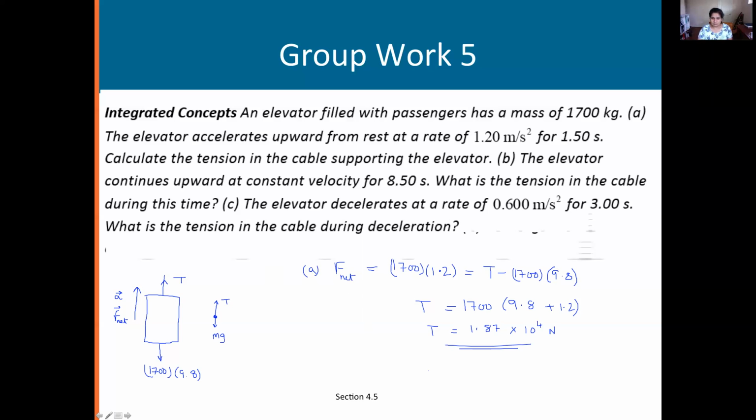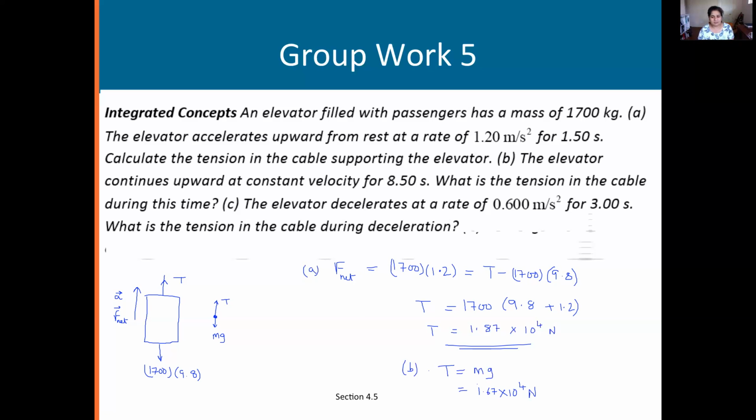So my tension for part B must be equal to mg, since the F net is 0. So you just need 1700 times 9.8. And what does that come out to be? 1.67 times 10 to the power 4.